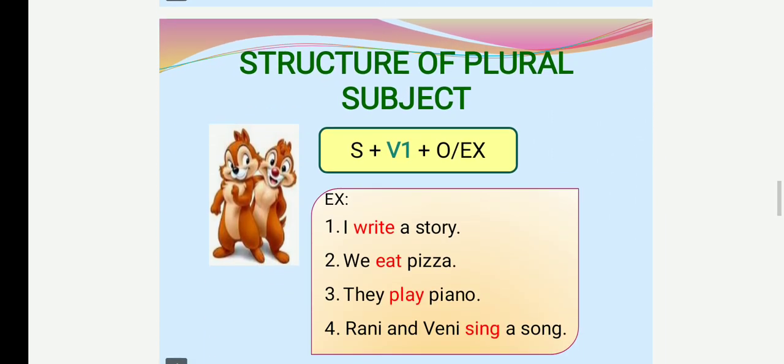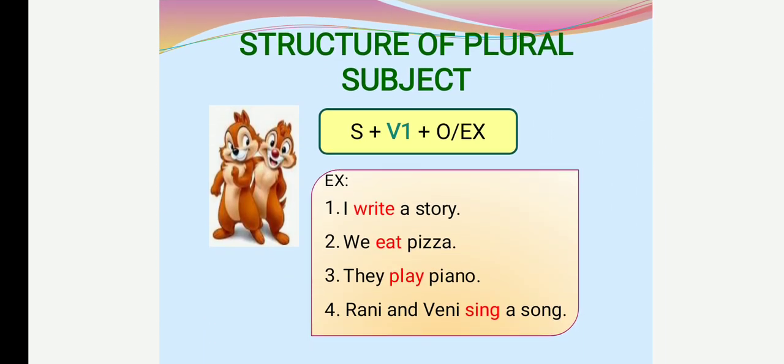And next, here is the general structure for plural subject. That's why I gave the two pictures, the two squirrels. When we have a plural subject, the verb remains the same. That means it takes its root form of the verb: write, go, sleep, build. But when we have a singular subject, we are going to add s or es to it. The subject will be followed by the V1 form of the verb and object. So let us see the example.